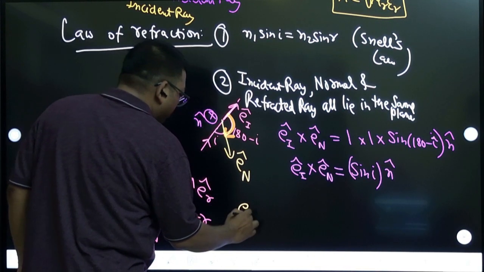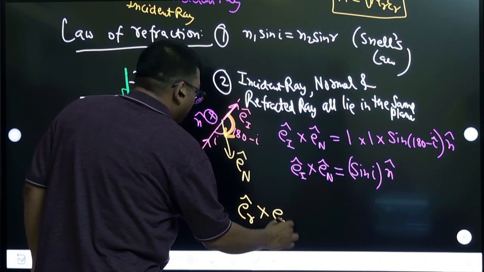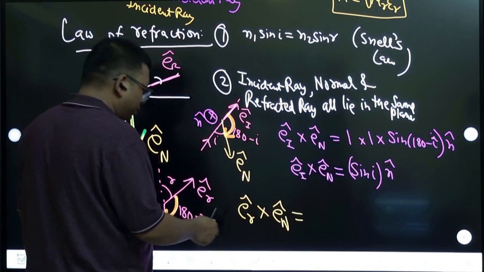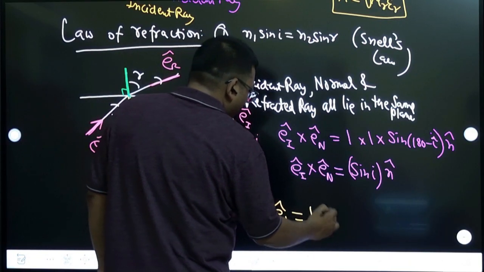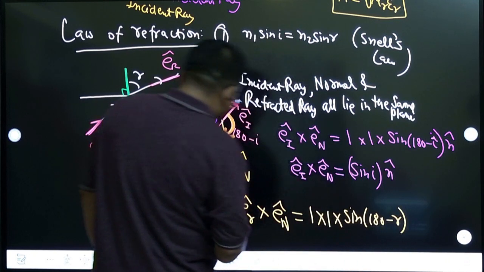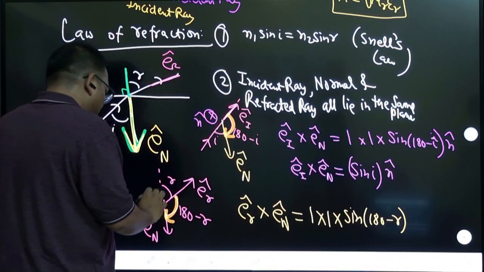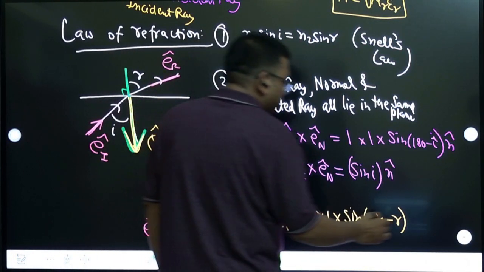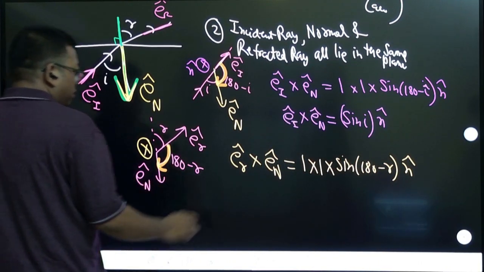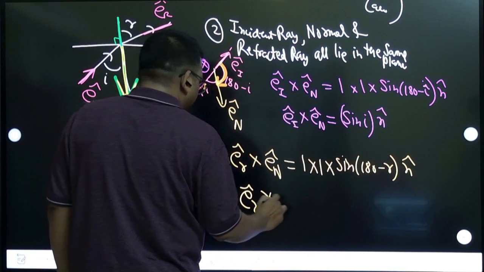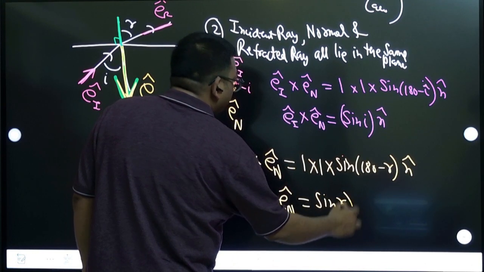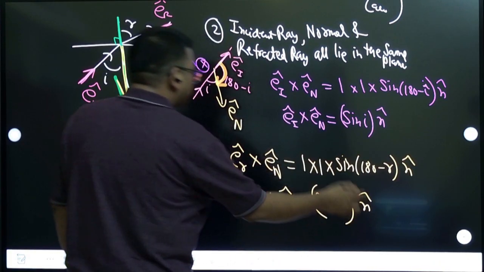So take Er cap cross En cap. When you take this cross product, 1 into 1 into sine 180 minus R will come, correct? And then the direction is again the cross direction. Cross product is a vector, so that will give the same n cap. So from here we can say that Er cross En cap is going to be sine R, which is the magnitude, into n cap, which is the unit vector.